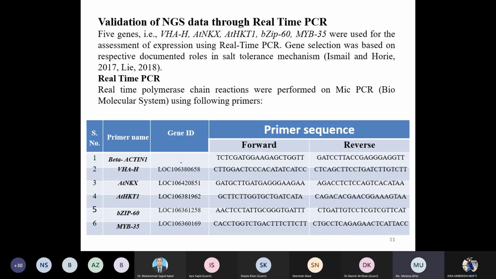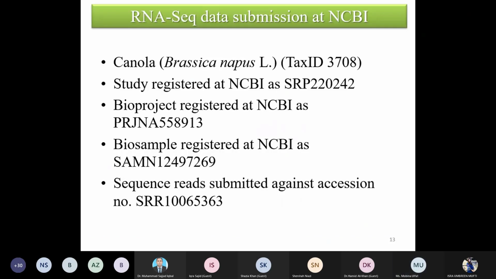All the data we obtained after NGS sequencing was validated through real-time PCR, and 5 different genes were selected based on their specific documented role in salt tolerance mechanism, and these were the primer sequences and their gene IDs. These are the details of the RNA-Seq data that was submitted to NCBI, and these raw reads were submitted against these accession numbers.